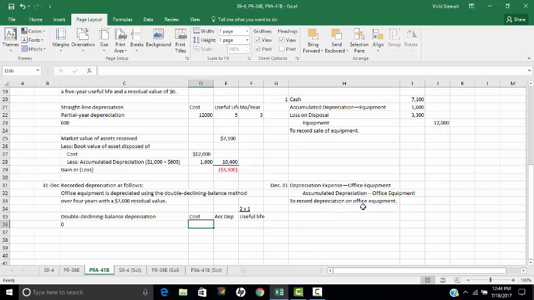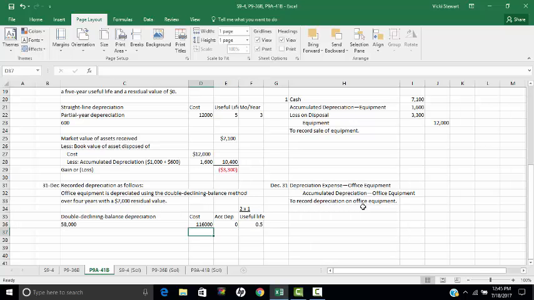So we're going to calculate the first year of depreciation starting with the cost of $116,000. We had no accumulated depreciation because this is a new piece of equipment, and our double declining balance rate is going to be 0.5. Why is that? Well, it's 2 times the straight line rate. The straight line rate would be 1 divided by 4, which is 0.25. 2 times that is 0.50.